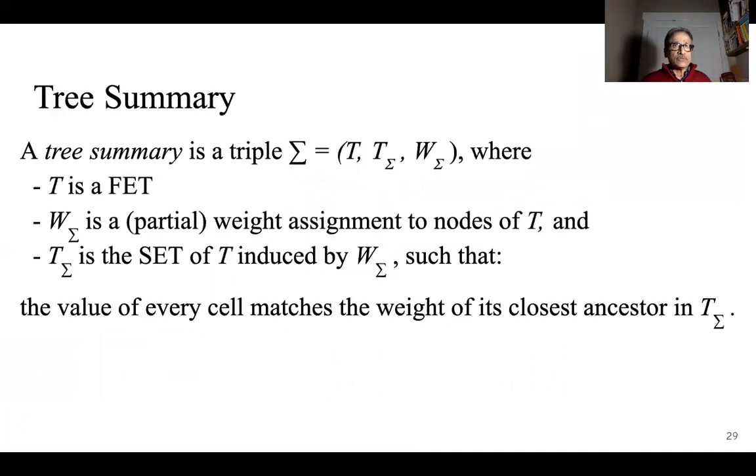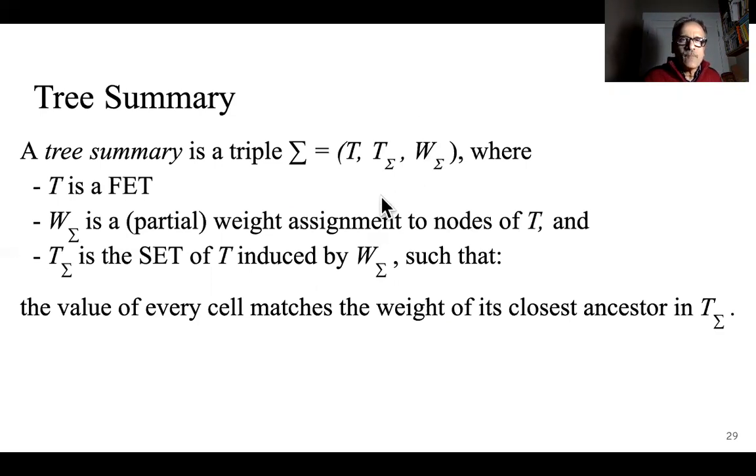We are ready to formally define a tree summary. Formally speaking, a tree summary comes with three components: a full embedded tree T, a weight assignment, which is partial, to the nodes of T, and we need to have a weight necessarily assigned to the root of T. Okay, that's always required. And finally, T sigma is the SET, or summary embedded tree, that we obtain from T by looking at the tree that is induced by the weighted nodes assigned weight by this weight assignment scheme. All right, that's what a SET looks like.